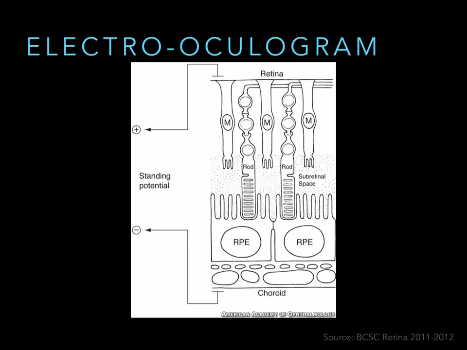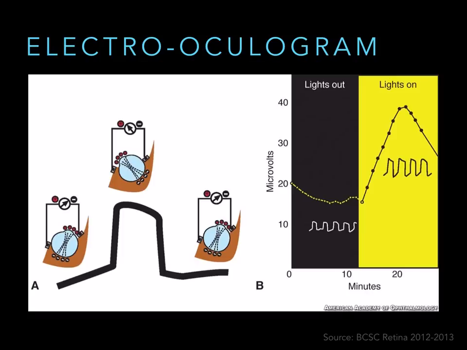All right, let's talk about EOGs really quick. All you need to know about EOG is that if they're showing you an abnormal one, they're talking about Best disease. If you remember that, you probably got it. What we're looking at is a standing potential. There's a difference in the electrical signal between the top of the RPE and the bottom because of the zonulae occludentes that have this impermeable membrane, which doesn't allow passive diffusion of any kind.